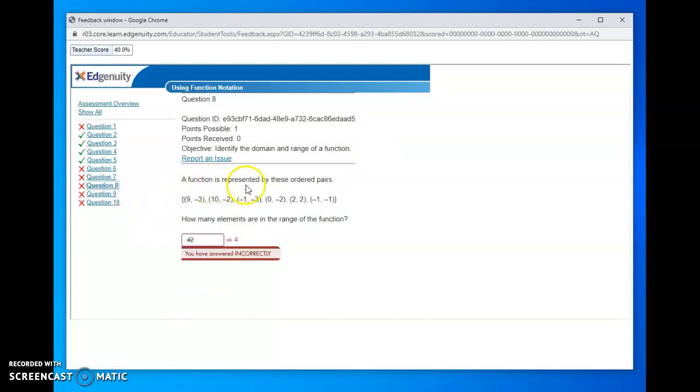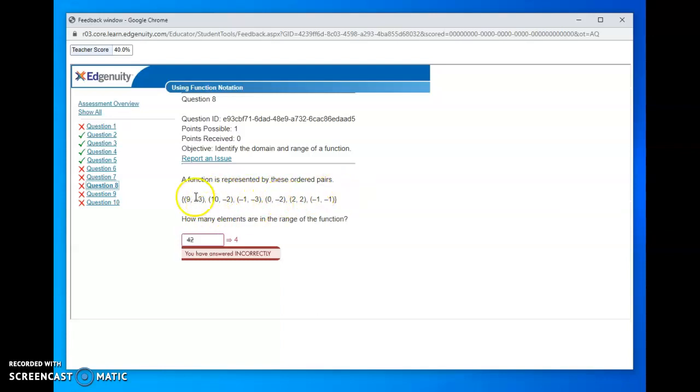How many elements are in the range of this function? Range is all the y's. So 9 is x, -3 is y. 10 is x, -2 is y. So how many of those are in the second column here?